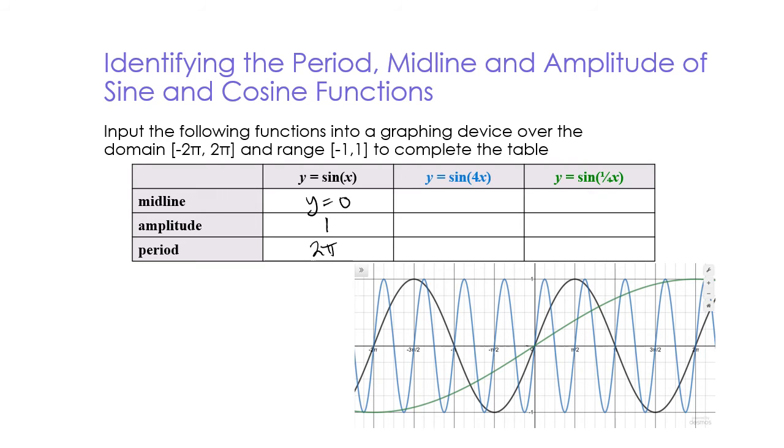You can see that that midline, so we're halfway between the max and min, is still at y equals 0. Our amplitude is still 1, the distance between the midline and the max and midline and the min. So this doesn't change the midline or the amplitude, but our period looks like it has changed. So 1 full cycle is this, and so the length of that cycle is pi over 2. So now our period has changed.